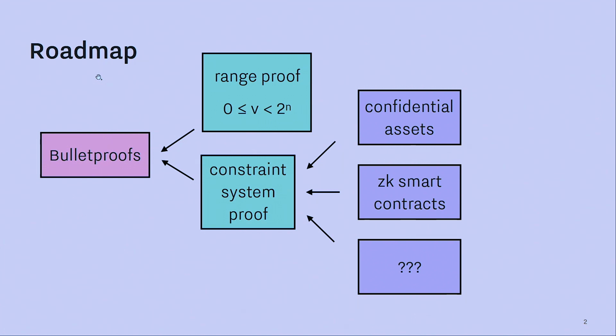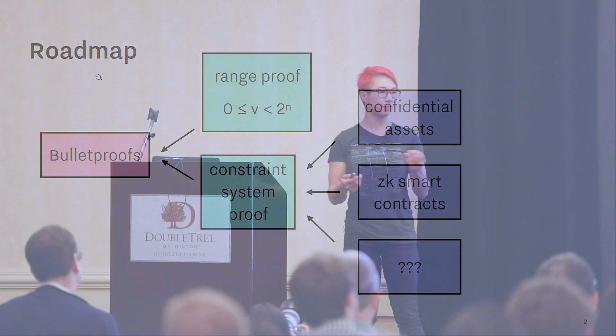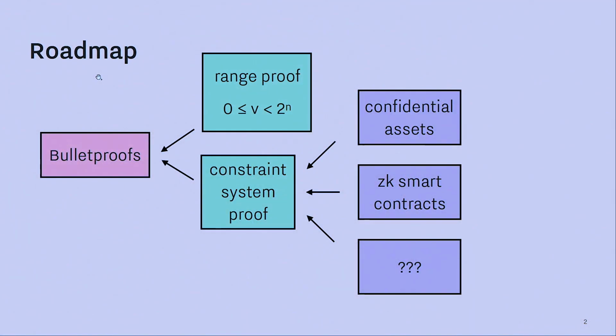So this is a general roadmap of what I'll talk about today. Everything is based on the Bulletproofs paper, which came out about 1.5 years ago. That's basically a new zero-knowledge proof protocol that allows for no trusted setup and some other nice properties. I'm not going to talk too much about the paper, but I'll talk about the range proofs that we built over this protocol, and then the constraint system proofs.